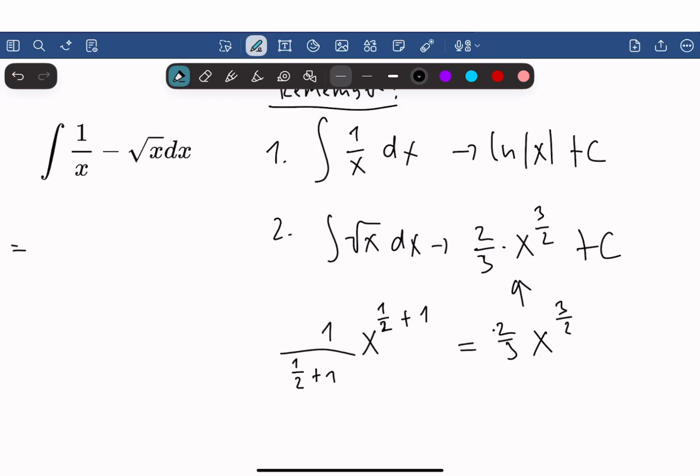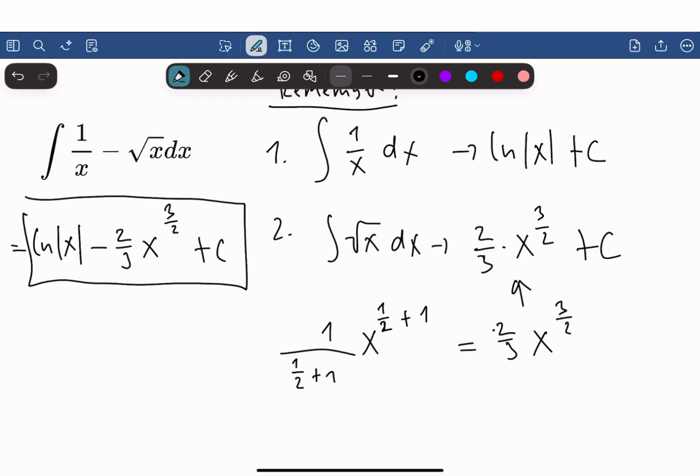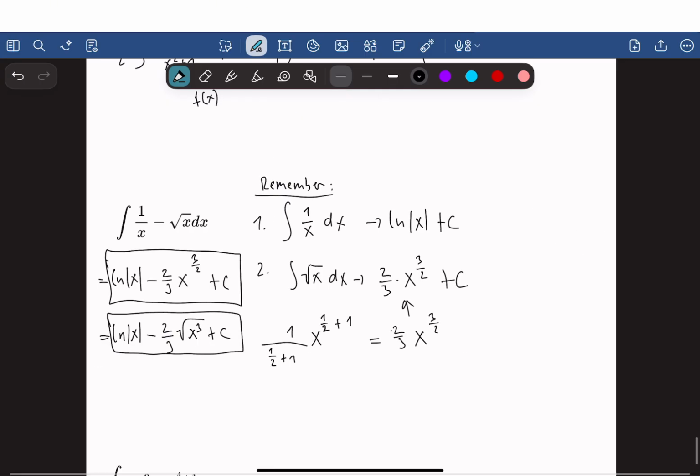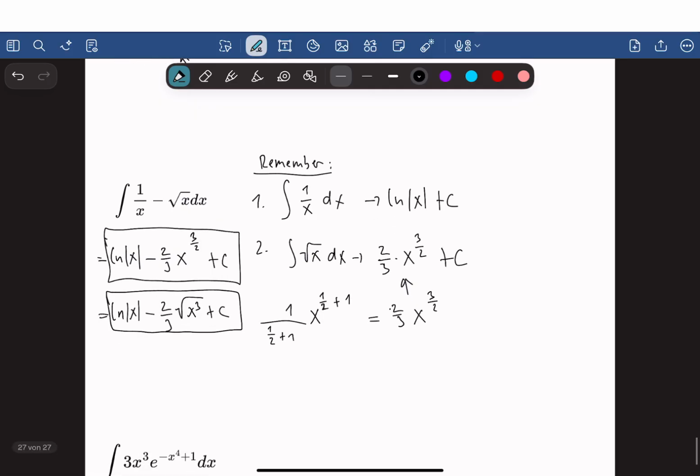So now you can just apply what we have talked about. So 1 over x becomes ln of absolute value of x minus 2 over 3 times x to the 3 over 2 plus c. You can also rewrite it as ln of x minus 2 over 3 times the square root of x to the 3rd plus c, that's the same. And now we're moving to the last integral.